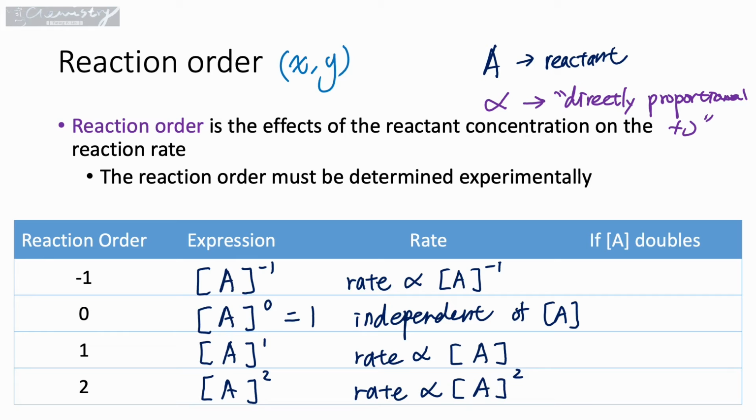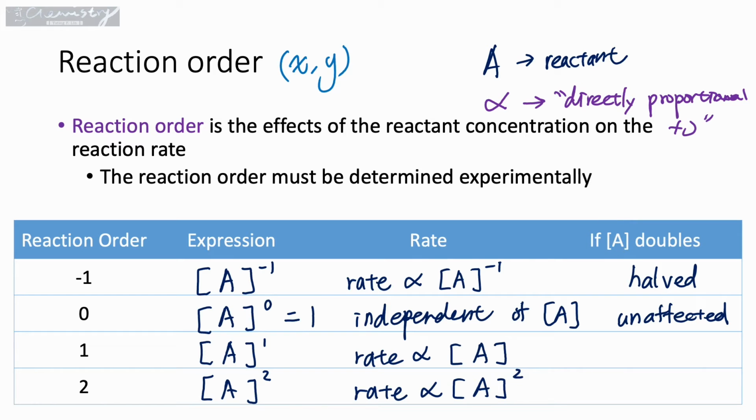And then lastly, let's think about how the concentration of A and the rate are related in more realistic terms. If the concentration of A doubles, the rate for a negative first order reaction is going to be halved. So the more A we have, the slower the reaction. And for a zeroth order reaction, if the concentration of A is doubled, because the rate is independent of the concentration, the rate is not going to be affected.